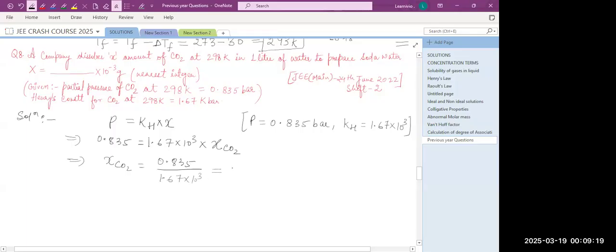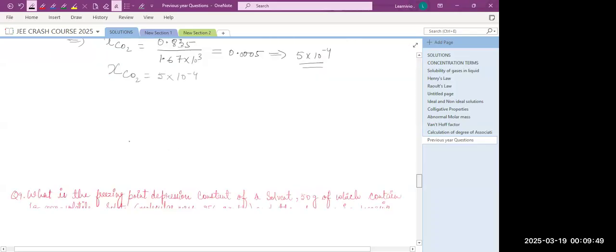Okay, when you solve this, you will get 0.0005, which is equal to 5 into 10 to the power minus 4. So this is the mole fraction of carbon dioxide. The mole fraction of carbon dioxide is found to be 5 into 10 power minus 4, right?